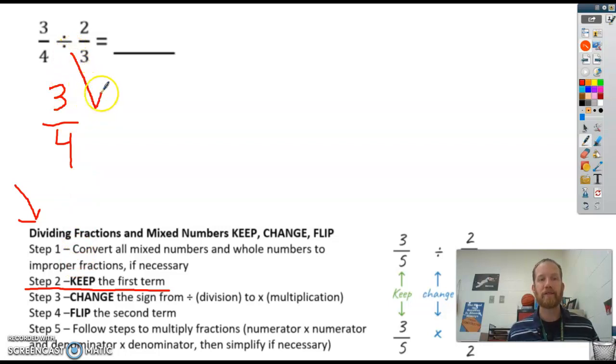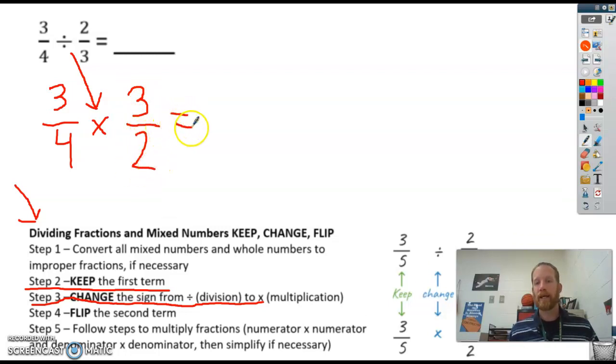Step number 3 says change the sign from division to multiplication. And so what changes? Well, the sign, it's no longer a division problem, it's now a multiplication problem. And then finally, we're told to flip. We actually call this the reciprocal. We take the reciprocal of 2/3, so we flip 2/3, it becomes 3 over 2, and then we can multiply as normal. So I'd say numerator times numerator, denominator times denominator, and I end up with 9/8.